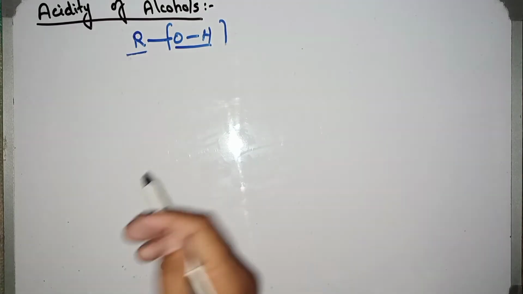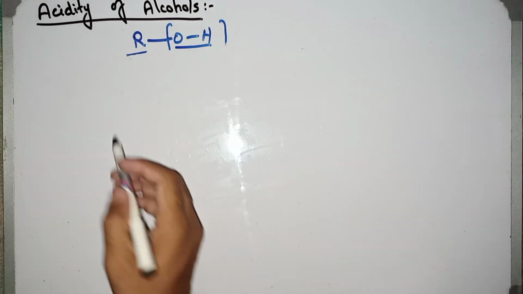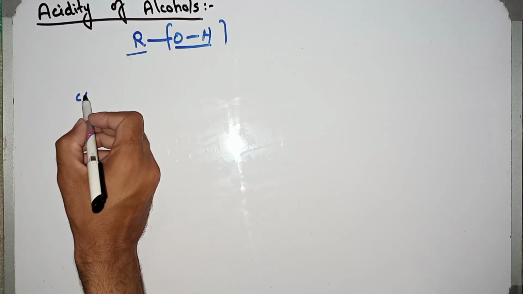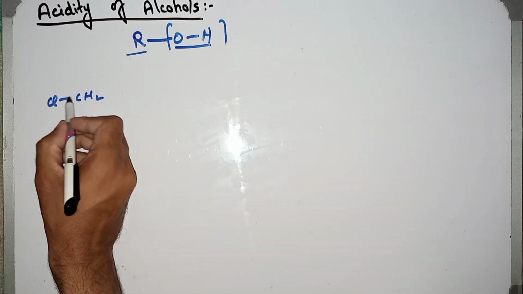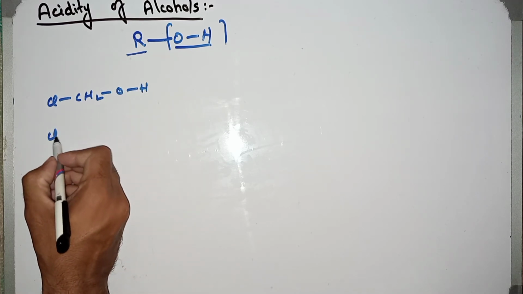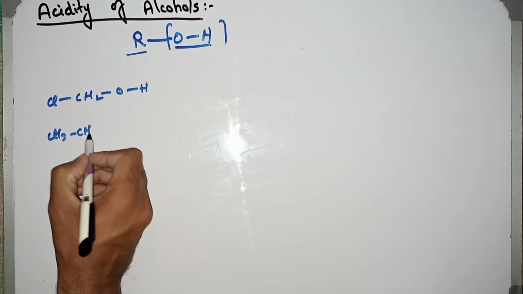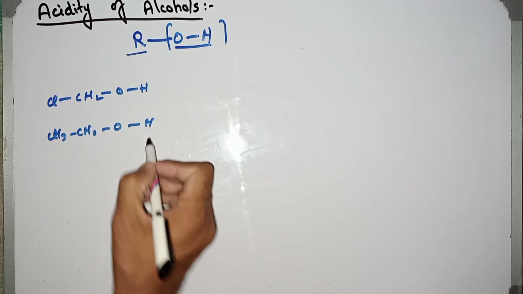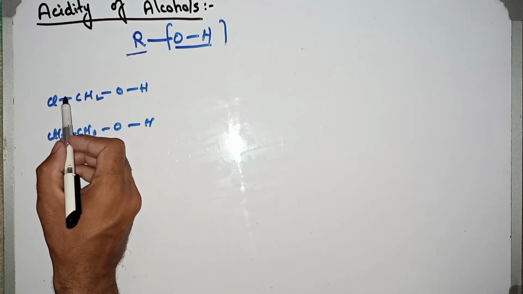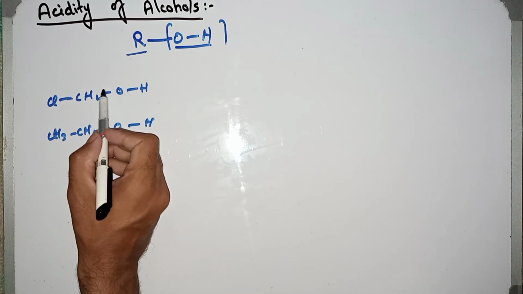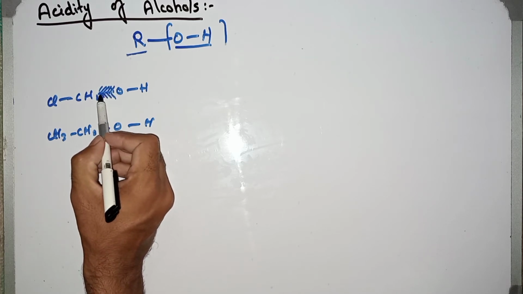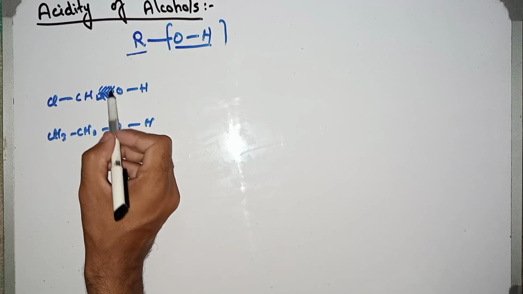Let's compare electron donating and electron withdrawing groups. Let's suppose this is one compound, ClCH2OH, and this is another compound, CH3CH2OH. In the case of chlorine, it is an electronegative element and it withdraws electrons from this oxygen, which means it decreases the electron density on this oxygen.